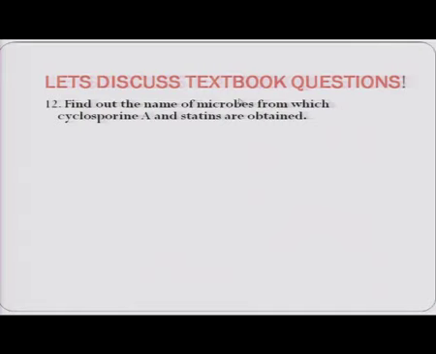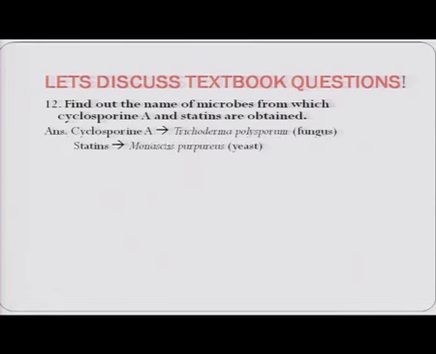Find out the name of microbes from which cyclosporin A and statins are obtained. This we have dealt with in our last session. Cyclosporin A is obtained from Trichoderma polysporum, which is a fungus, and statins are obtained from a yeast, namely Monascus purpureus. Cyclosporin A is used as an immunosuppressive agent, and statins are used for lowering the cholesterol level in the blood.